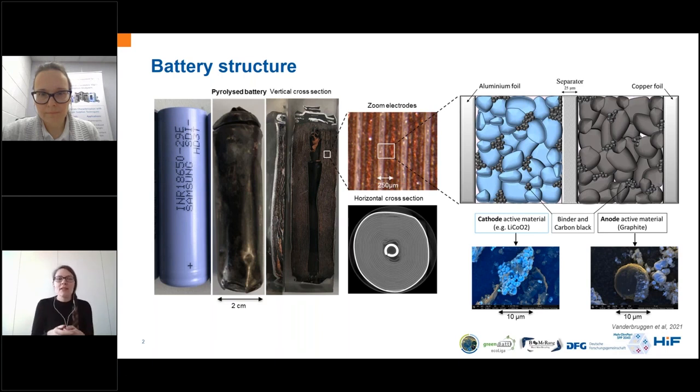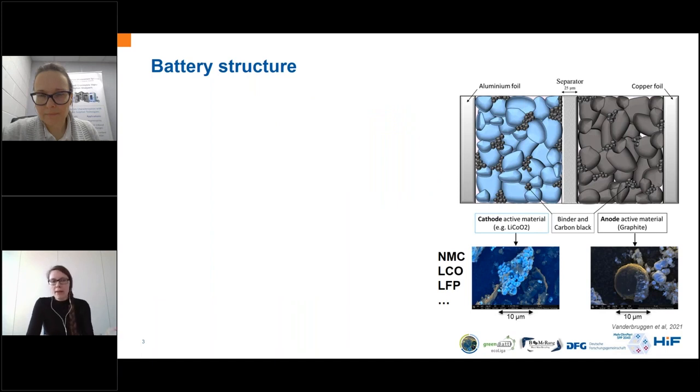We have a cathode active material and an anode. They are separated, also covered with an aluminum foil and a copper foil. And in case of the anode material, usually we use graphite. But for the cathode material, there are different compositions possible. So, for example, we have NMC, which would be nickel manganese cobalt oxide, but also LCO, so lithium cobalt oxide, or a rather new material, let's say it this way, is LFP. So this would be lithium iron phosphate. But there are many other composites possible.